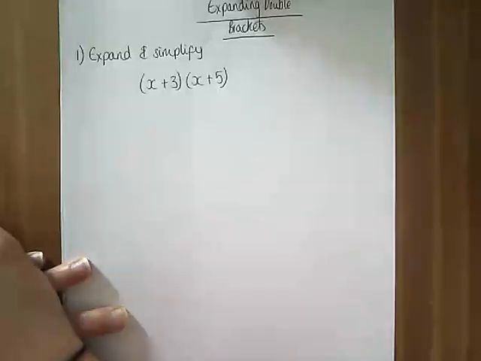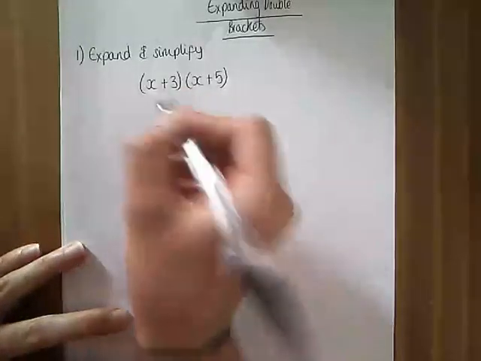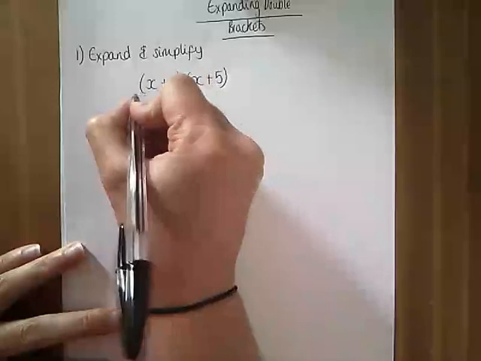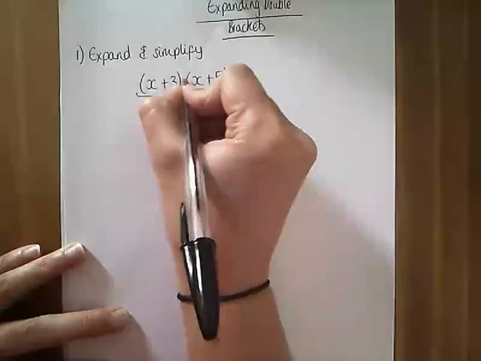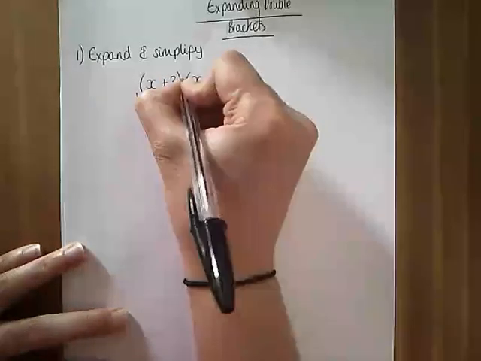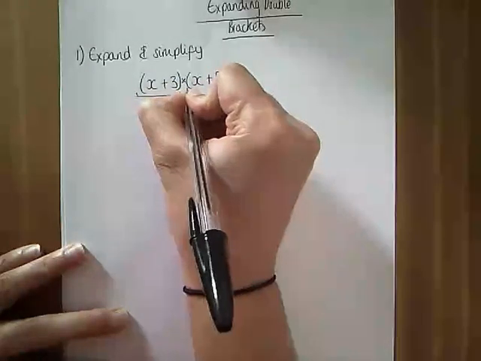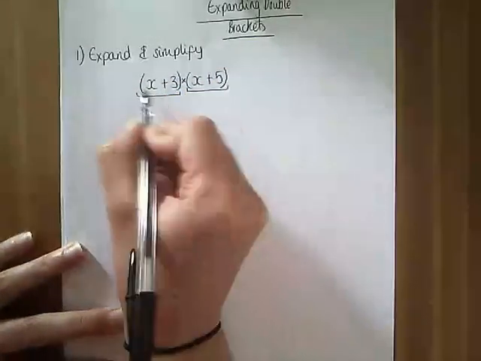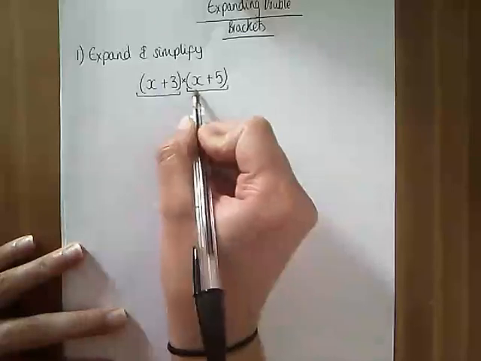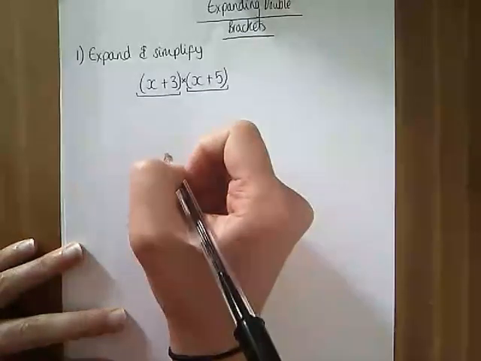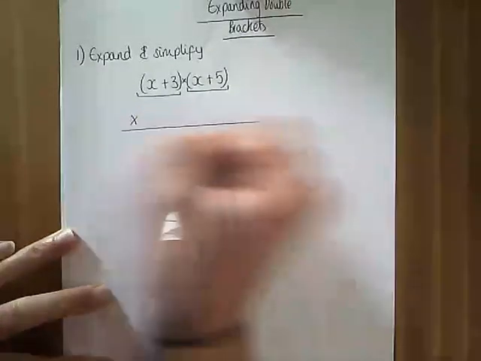Okay, so we've been asked to expand and simplify this. What this is saying is we've got all of this, and then there's no symbol in between. If there's no symbol in between, that must be a times, and we're timesing it by all of this. So everything in this bracket has to be multiplied by everything in this bracket. And I think the best way for us to do it is to do it in a grid.